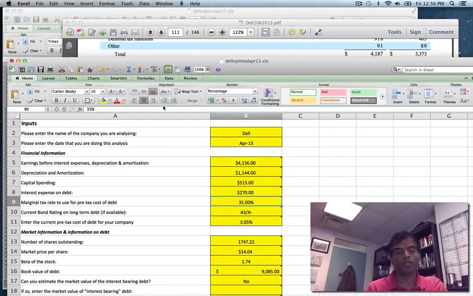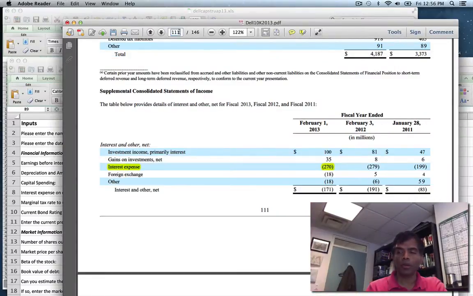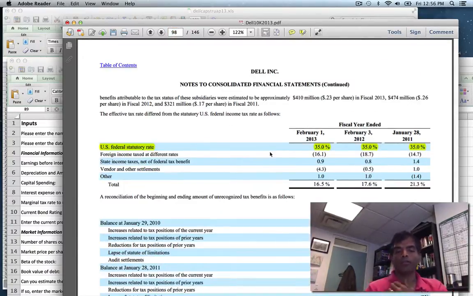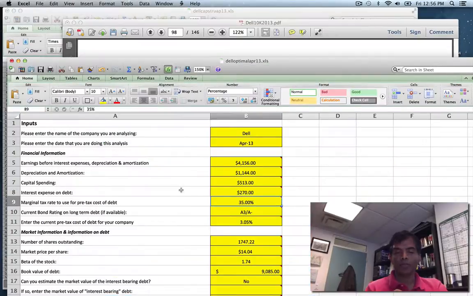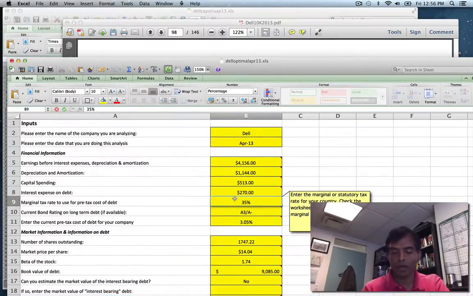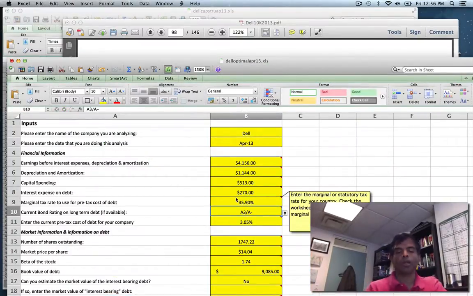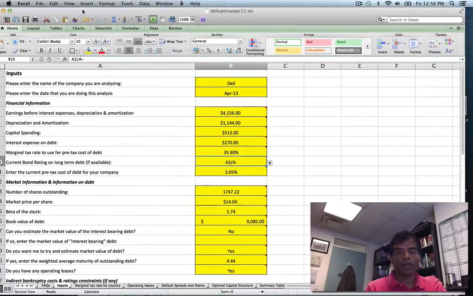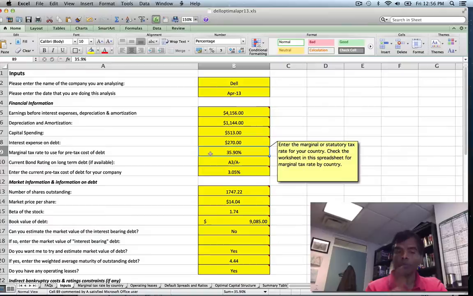Then I ask for a marginal tax rate to use in the cost of debt. Now, some companies actually report a marginal tax rate, and Dell happens to be one of them. So if I go to page 98, you see a marginal tax rate reported of 35% for the US. Their state taxes are only 0.9%. So let me update this number and make this 35.9% as my marginal tax rate. So we're getting down the sheet. So again, let me stop there.